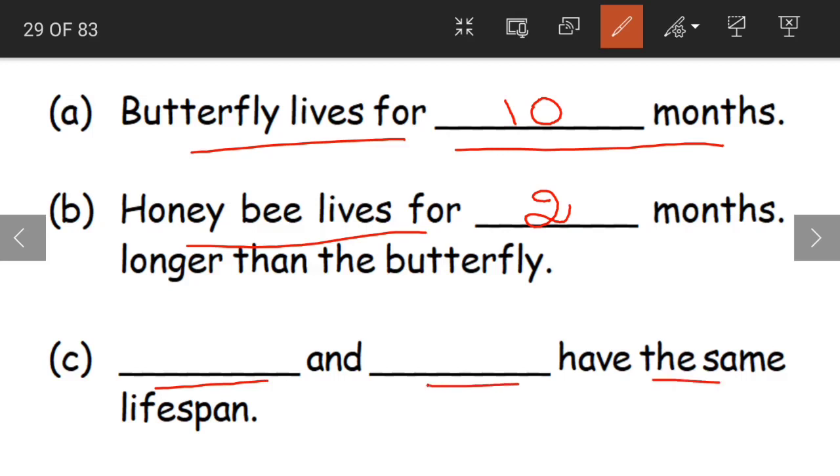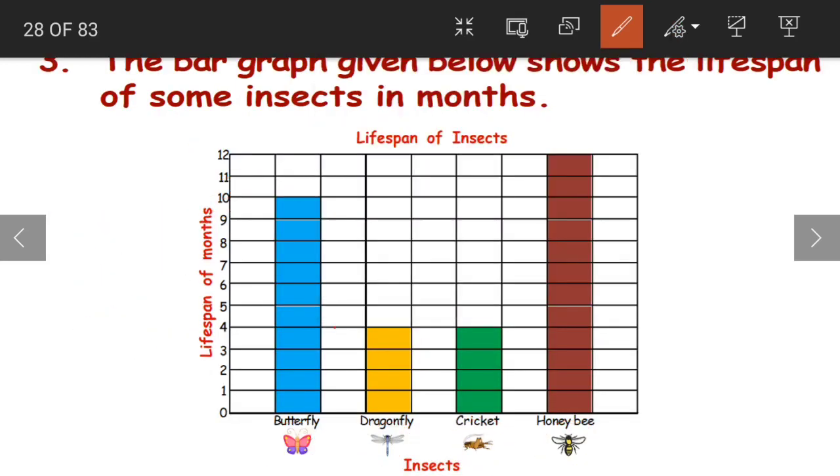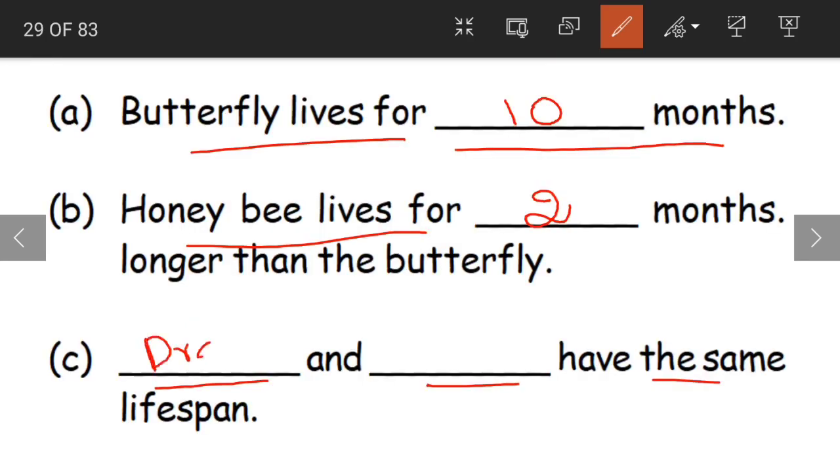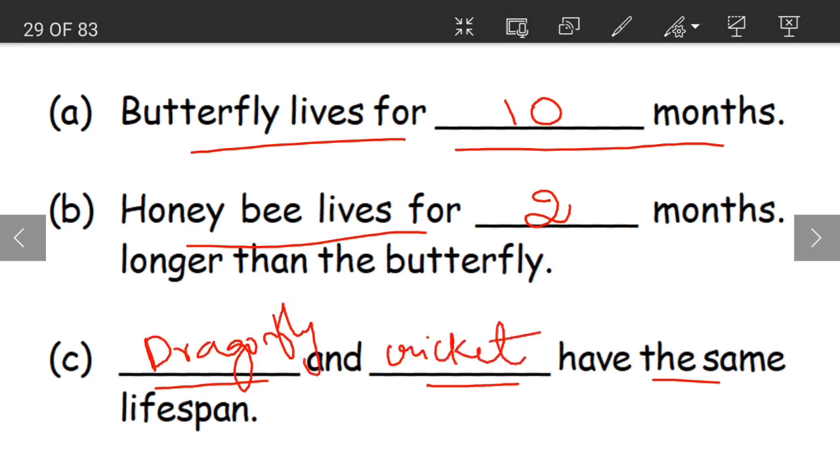Next, dash and dash have the same lifespan. For the same lifespan, you have to look at the bars which are of the same height. If you look at these two bars, they are of the same height. So their lifespan is the same, that is 4 months. And which insects have the same lifespan, children? Dragonfly and cricket. So dragonfly and cricket have the same lifespan.